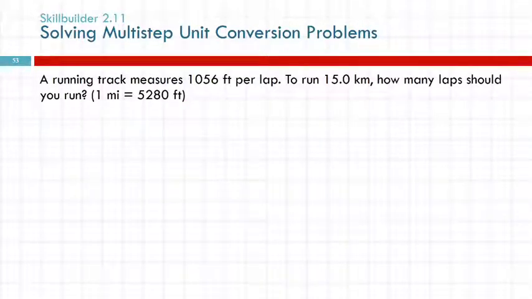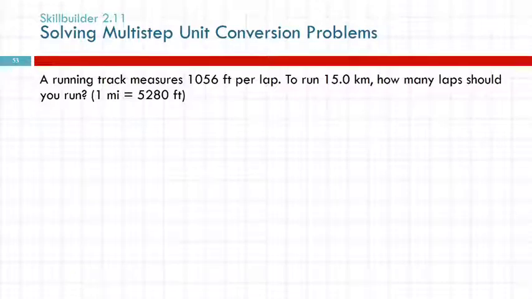Here's one that's a little more challenging. A running track measures 1,056 feet per lap. To run 15 kilometers, how many laps should you run? And we're given this relationship that a mile is 5,280 feet.